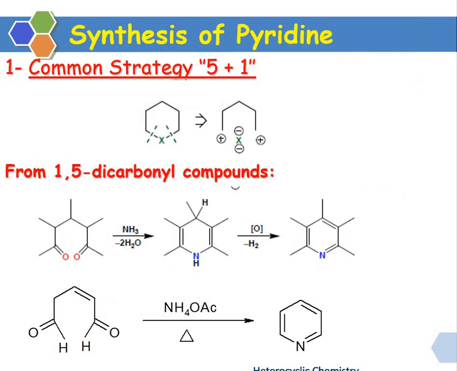Now, synthesis of pyridine, commonly strategy 5 plus 1, from a 1,5-dicarbonyl compound. You can see here the derivative of a 1,5-dicarbonyl compound undergoes reaction with ammonia, dehydration occurs, further oxidation, then substituted pyridine is obtained. Another example here, also a 1,5-dicarbonyl compound with ammonium acetate, gives the pyridine.